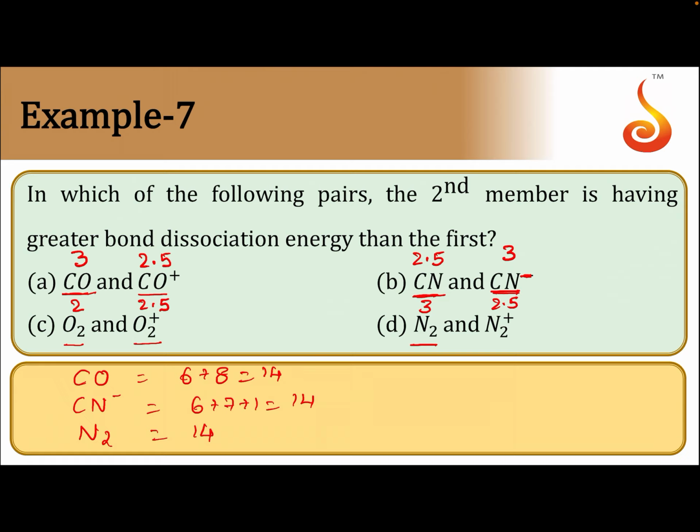In which of the following pairs the second member is having greater bond dissociation energy than the first? Bond dissociation energy should be more means bond order should be more. So, second species should have more bond dissociation energy than first means bond order should be more. So, option B, bond order is increasing. Option C is also bond order increasing. A ruled out and D ruled out. So, your answer should be option C and B.